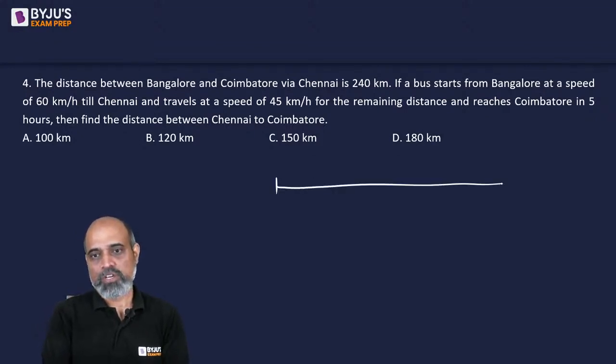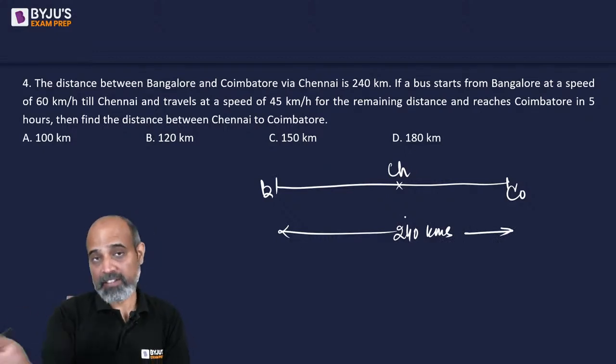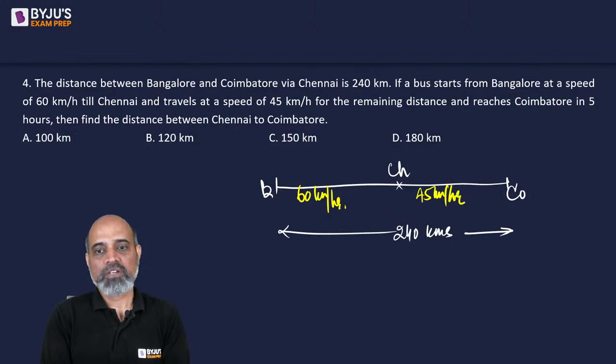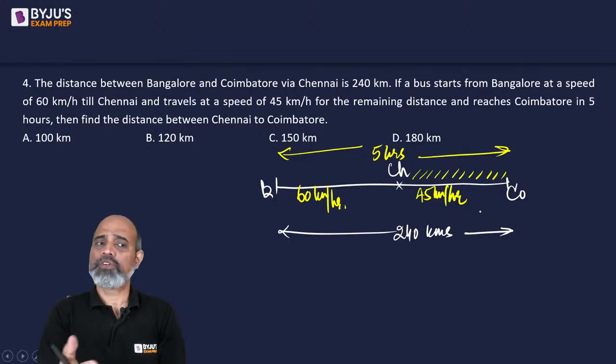Okay. So it's given that it's Bangalore and then we have to go to Chennai and then we have to reach Coimbatore, right? And the entire distance is 240 kilometers. The first part of the journey, Bangalore to Chennai, the speed with which the bus moves is 60 km per hour, okay? And the second part of the journey, the bus moves at 45 km per hour. And the total time taken is 5 hours. तो क्वेश्चन है कि चेन्नई टू कोयम्बटूर का ये डिस्टेंस कितना है? ठीक है? We'll use the options.